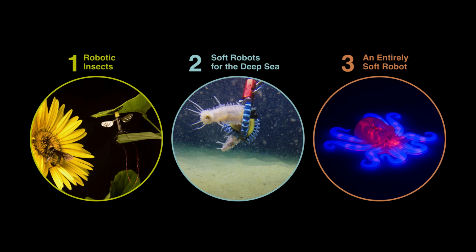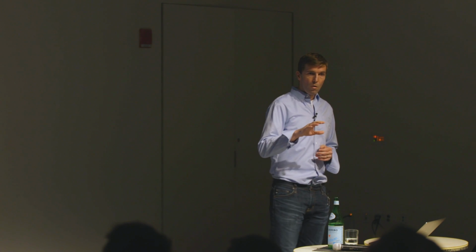So I'm going to illustrate, as I said, through examples. And the examples I'm going to give are in these 3 categories. Robotic insects, soft robotics, in particular soft robotics for deep sea applications, and then I'll talk about some more recent work in developing an entirely soft robot. So let's jump right in. Robotic insect. What do I mean by this?